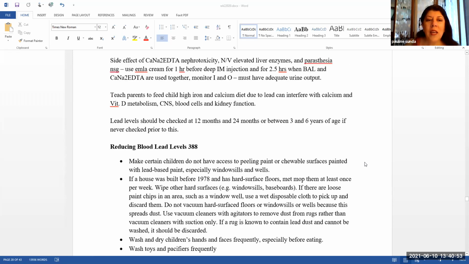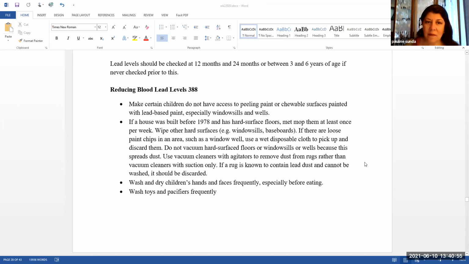So how can we reduce blood lead levels? Here we want to make sure children don't have access to peeling paint or chewing surfaces that are painted with lead paint. So paying attention to their toys as well, and homes that were built before 1978. Sometimes kids will bite on things, so we don't want them biting on windowsills or the walls.